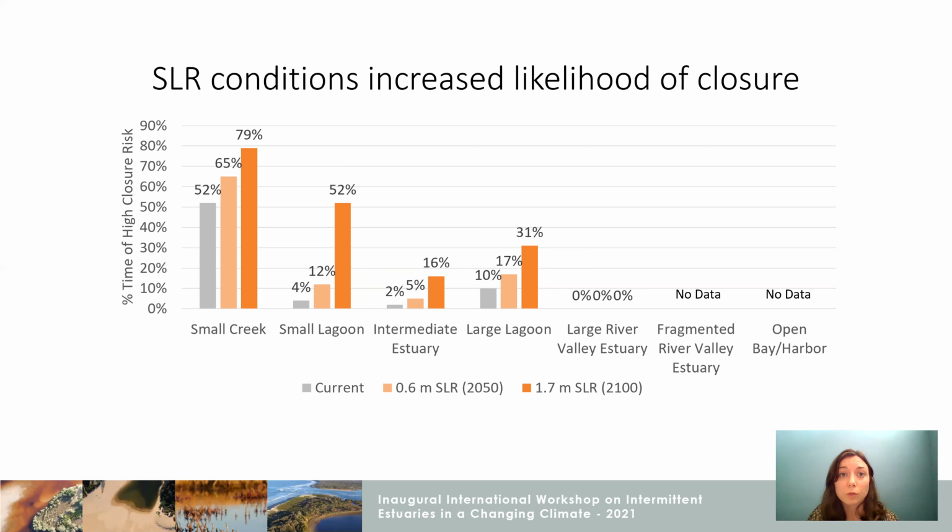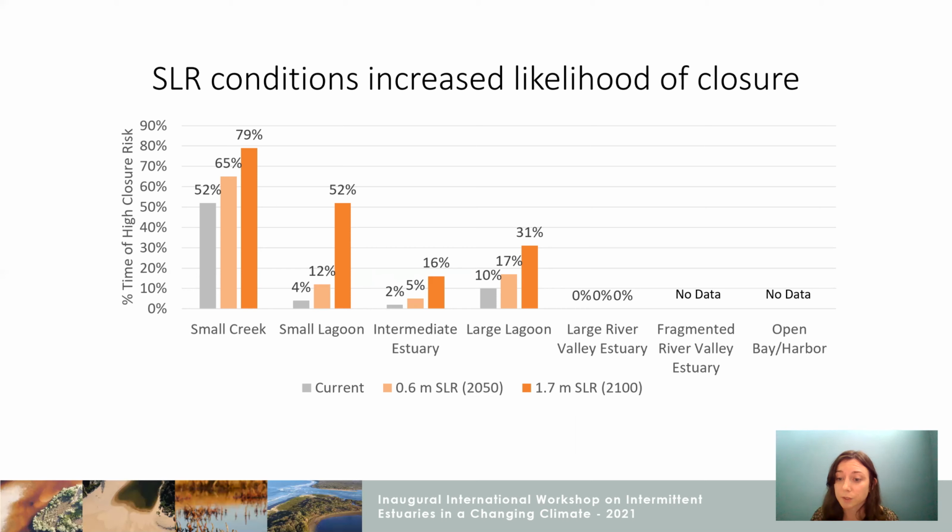And so these large river valleys, interestingly, showed no real changes in the amount of high risk closure, probably due to runoff data. But that's also an important part of this model that has yet to be worked out in the future with climate change. And so you can also see that fragmented river valleys here and open bays and harbors, these archetypes didn't have the data to be modeled, either because these systems don't typically have any associated river inputs, or their mouths have been hardened or modified by humans.